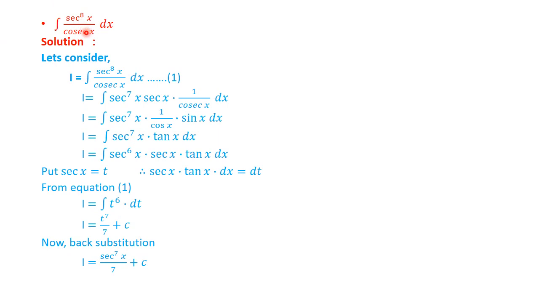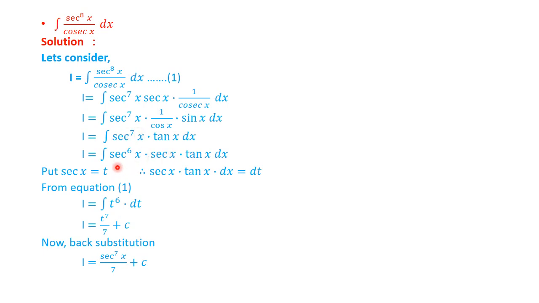Students, come to the next example, that is integration of sec raised to 8x by cosec x dx. Now, to solve this example, let us consider that sec raised to 8x can be written as sec raised to 7x into sec x into 1 by cosec x. Why? See, sec raised to 7x into 1 by cos x into this 1 by cosec x can be written as sin x dx, and sin by cos is tan x, isn't it?